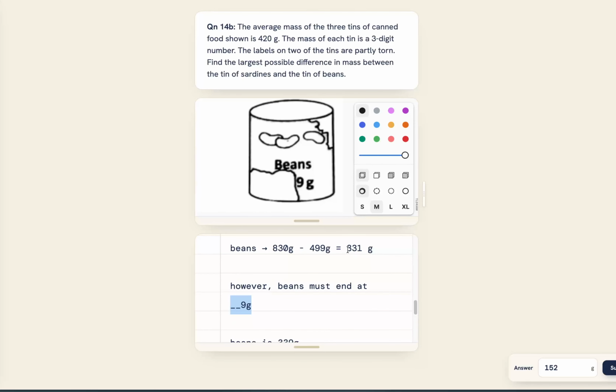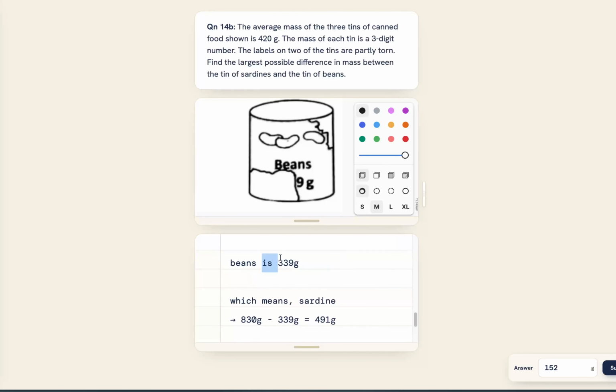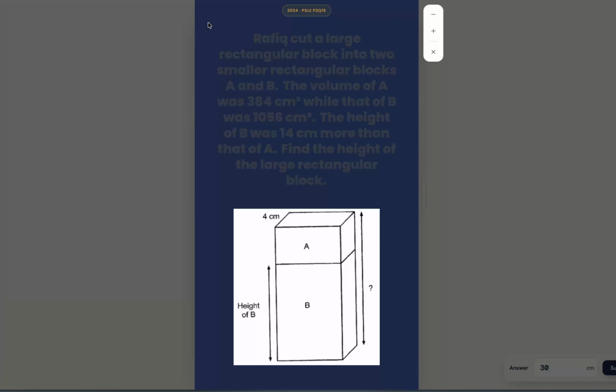So that means we need to make these beans not 331 but 339 grams. That's what I see over here. So which means sardine is 830 minus 339, which is 491 grams. So therefore sardines is 491, beans is 339. Therefore the difference between sardines and beans is 491 minus 339, which is equal to 152 grams. And that's the answer.